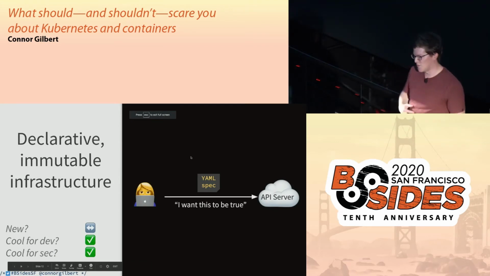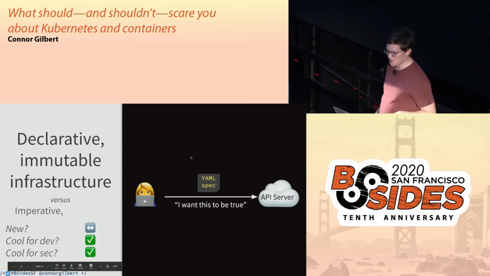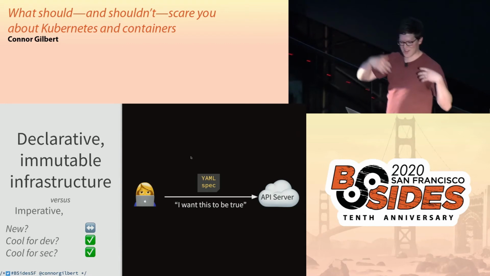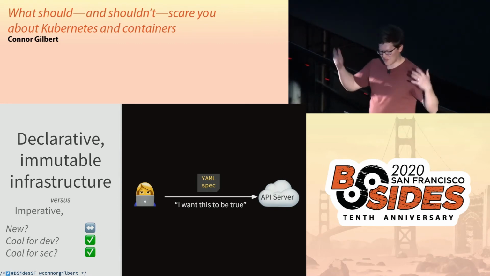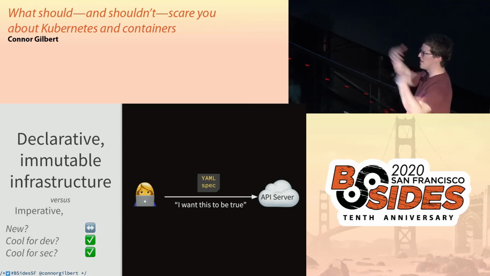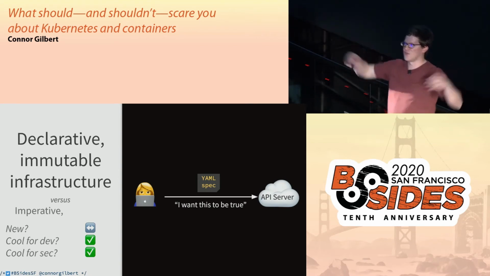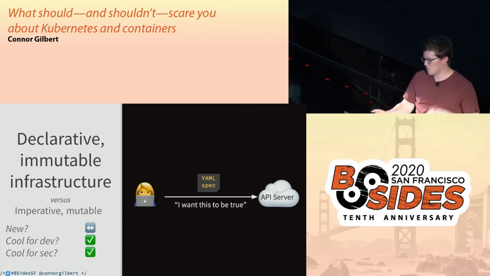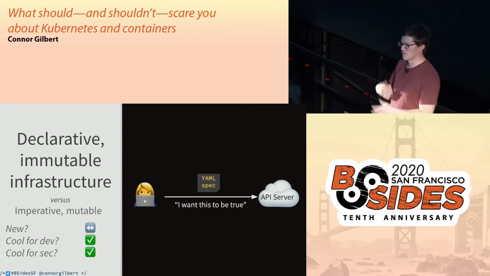Cool. And so declarative immutable, let's go back to middle school grammar and think about this. What's the difference between declarative versus imperative? I just say what I'd like to say. I don't go do it. And then mutable versus immutable, like I don't go change what's running.